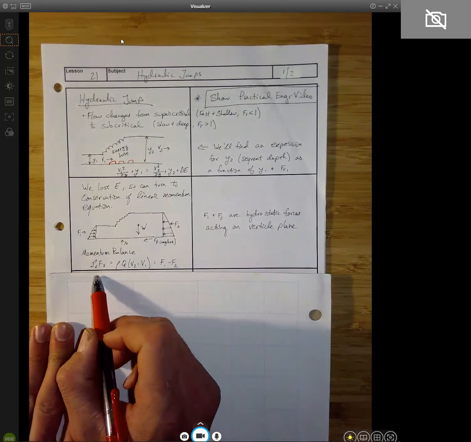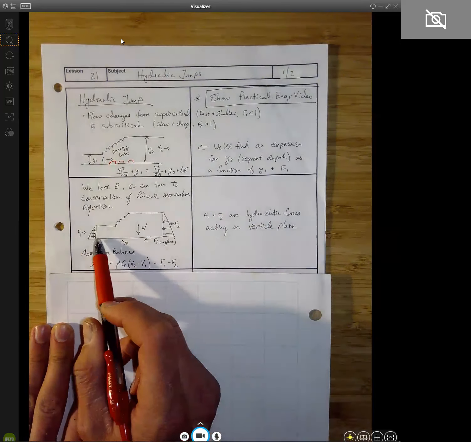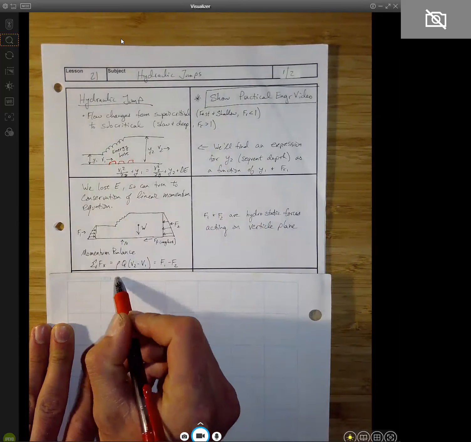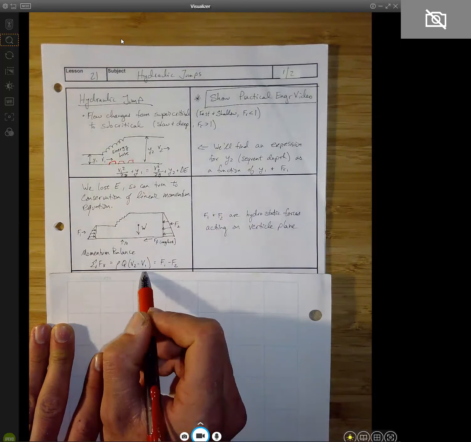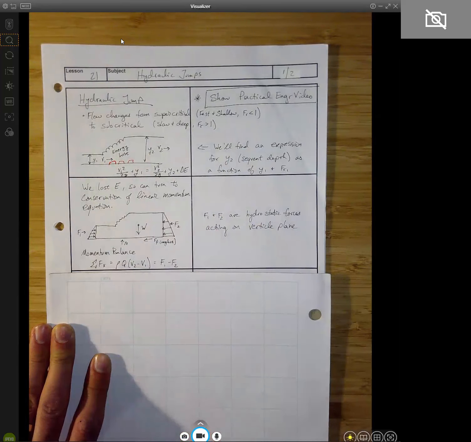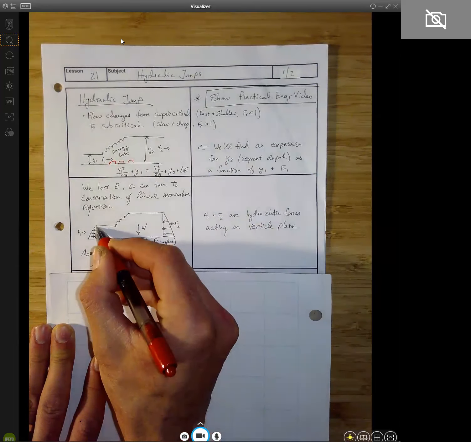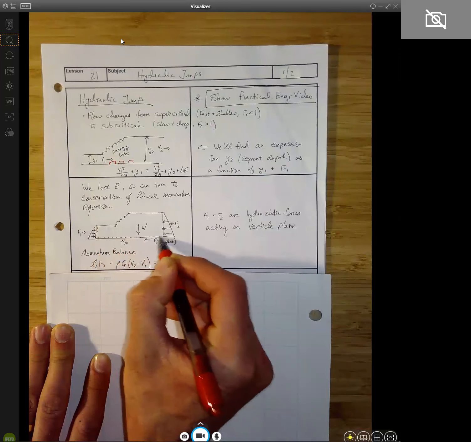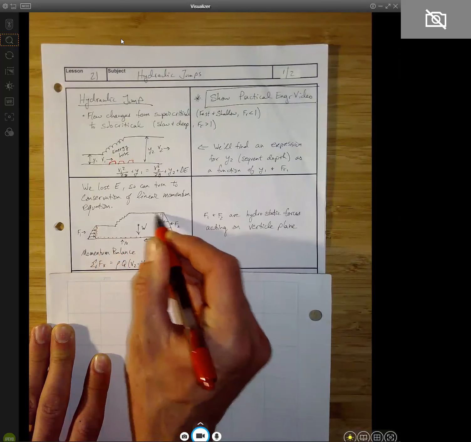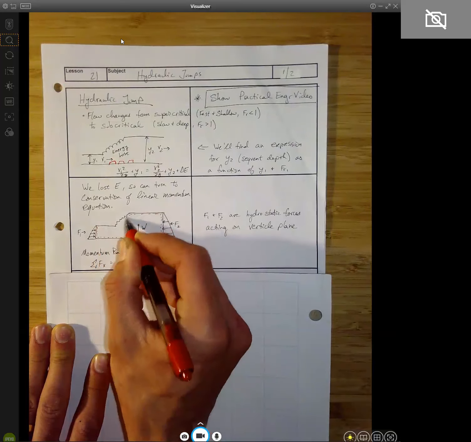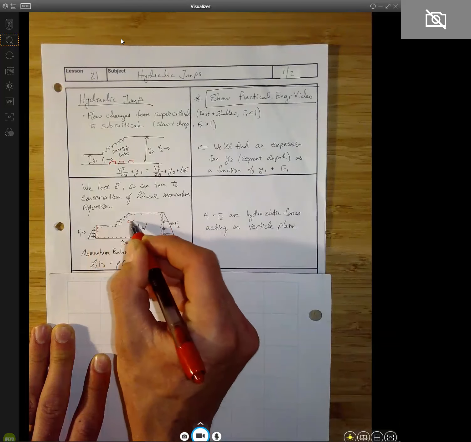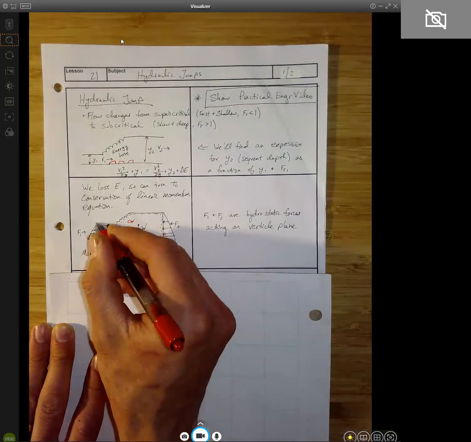And to write this out in terms of a hydraulic jump, we have the sum of forces acting in the x direction is going to be equal to the momentum flux through the control surface. And here our control surface is the boundaries upstream and downstream of the hydraulic jump. That's our control volume. And here's our control surfaces.